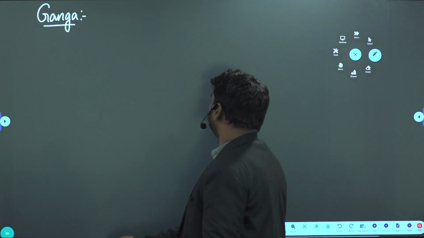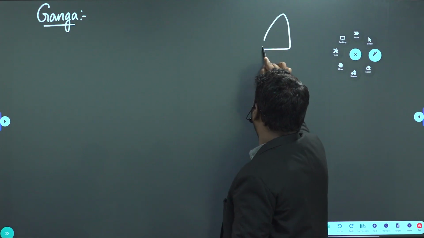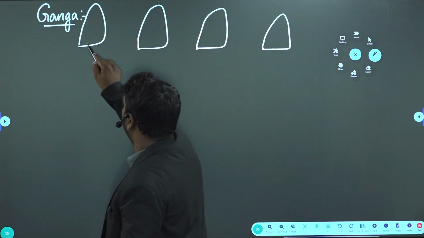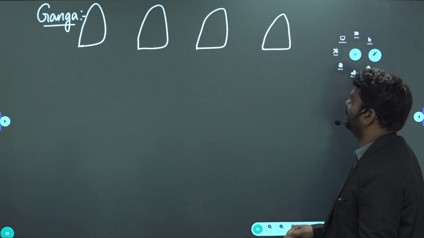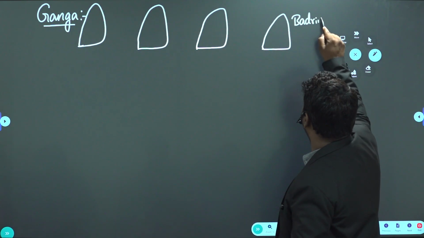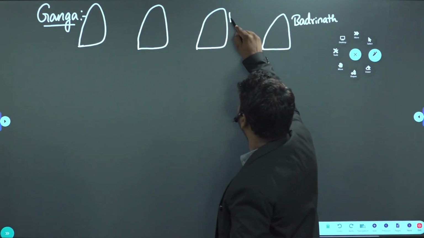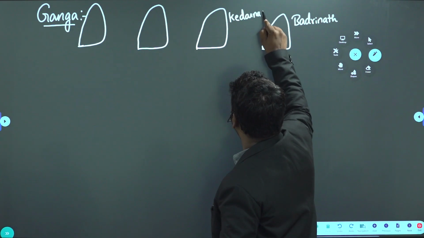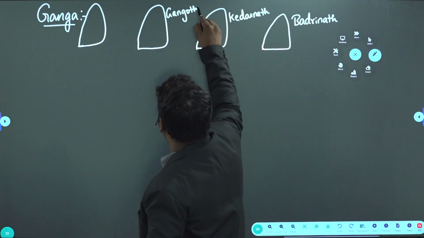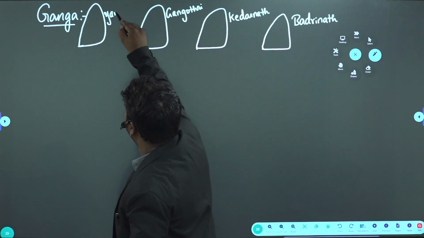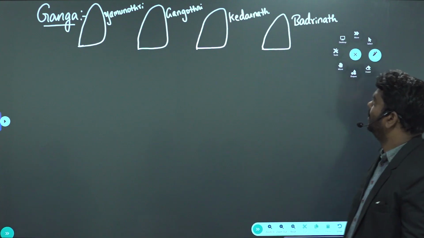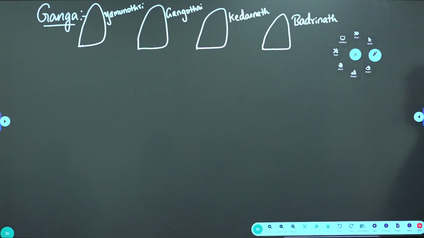Ganga. Badrinath, Kedarnath, Gangotri, Yamunotri. Chardham. Fine. Chardham.